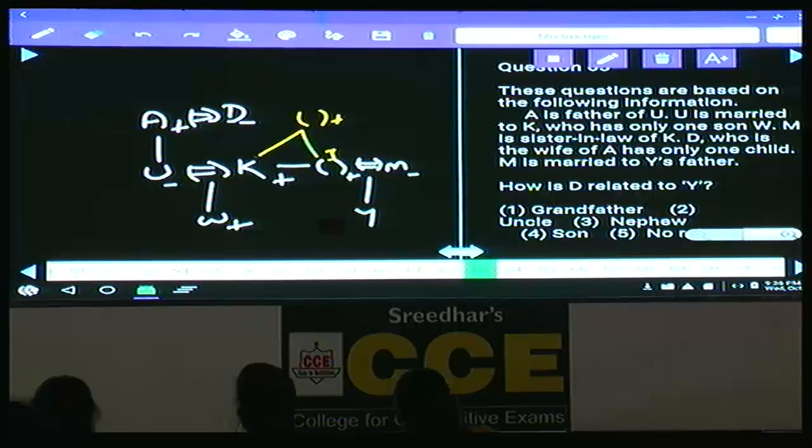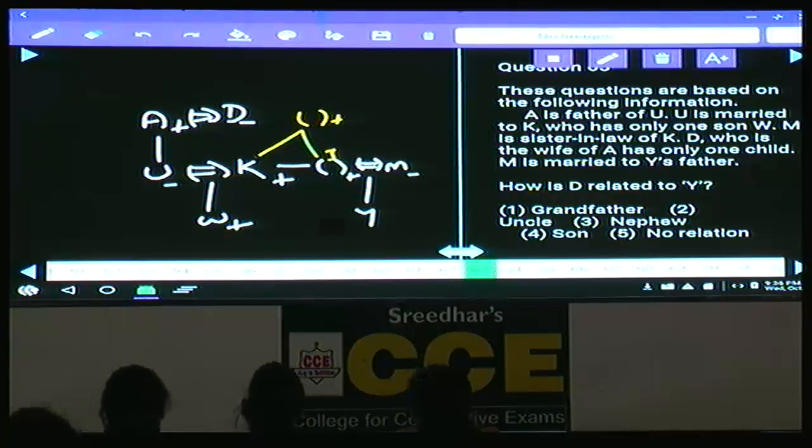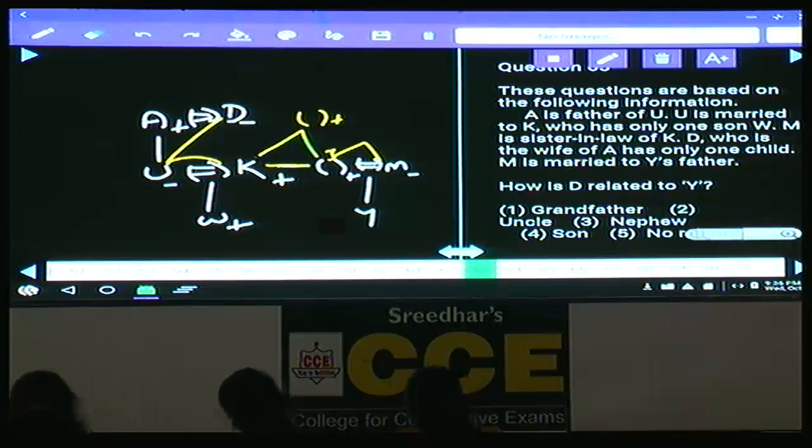Then question number 63. How is D related to Y here? Now there is no relation between these. So why no relation here? Y's parents were there. Now this person is what? Sister, isn't it? This sister is K's wife's mother. Hence there is no relation between these two. No relation, that is choice 5, 63.